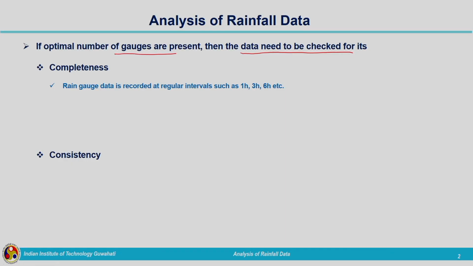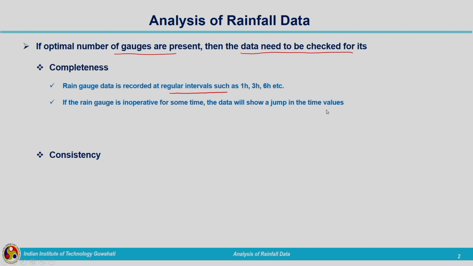So, what is meant by completeness? Rain gauge collects rainfall at regular intervals. It may be on a daily basis, it may be on an hourly basis, or certain rain gauges will be giving you data at 15 minute or 5 minute intervals. So, we should get the data with these stipulated intervals.